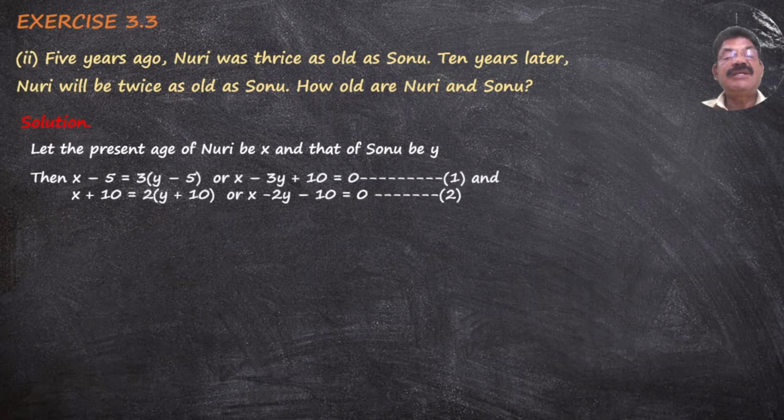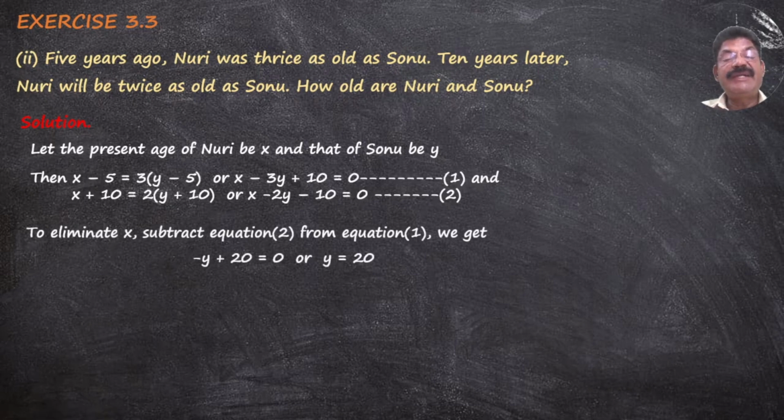Therefore, 5 years ago, their ages will be x minus 5, y minus 5. But we are given x minus 5 is thrice y minus 5. Therefore, x minus 5 is equal to 3 times y minus 5. When you simplify, you get x minus 3y plus 10 equal to 0. You call this as equation 1. 10 years after, their ages will be x plus 10, y plus 10. The relationship is twice. Therefore, x plus 10 is equal to twice y plus 10. When you simplify, you get x minus 2y minus 10 equal to 0. You call this as 2.